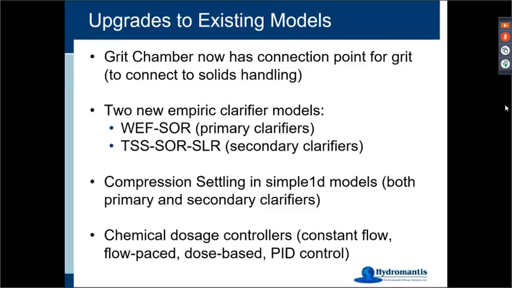And for the chemical dosage controllers, that's things like adding acetate or methanol or carbon sources of other kinds. We used to basically have a constant flow or a concentration, but now you can actually have many different options. You can make it paced according to a ratio of the influent. We built in a PID controller and many other things. So there's some upgrades there.